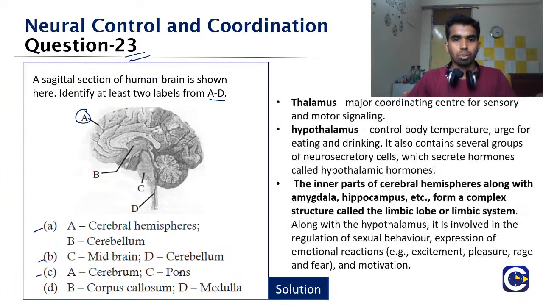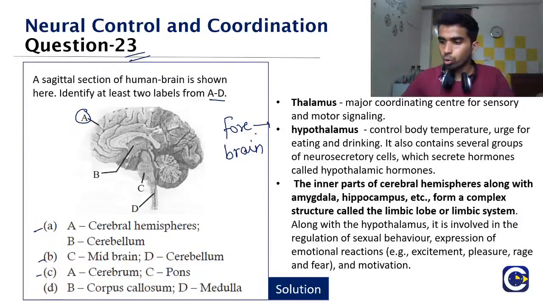So let us cover the brain. Here we will be covering the forebrain. The parts of the forebrain are the thalamus, the hypothalamus, and one more inner part of the cerebral hemisphere. I will talk about it in a while. See, the thalamus is the major coordinating center for the sensory and the motor signaling of the body.